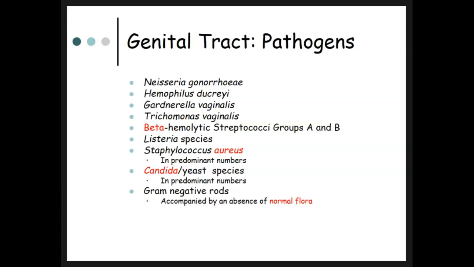So here's a list of the pathogens that we talked about: Neisseria gonorrhoeae, Haemophilus ducreyi, Gardnerella vaginalis, Trichomonas vaginalis, beta hemolytic group B strep and A. We didn't really talk about this, but that's definitely a pathogen. Listeria, Staph aureus, if it's in predominant numbers. Candida or yeast species, if it's in predominant numbers. So these can be normal flora, staphs and streps, but if it's overtaking everything, then you know it's a problem. Gram-negative rods, if there is no normal flora.